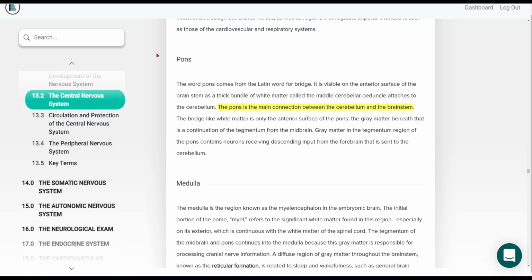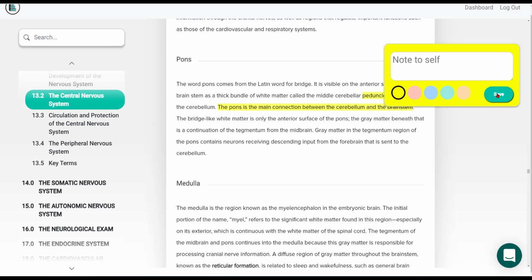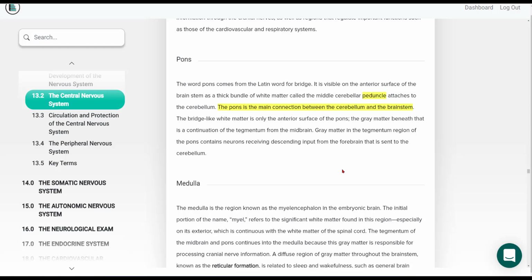The connectors between the pons and the cerebellum are called the peduncles. That's a fun word. So we'll see the peduncles in the lab when you're labeling some of the structures.